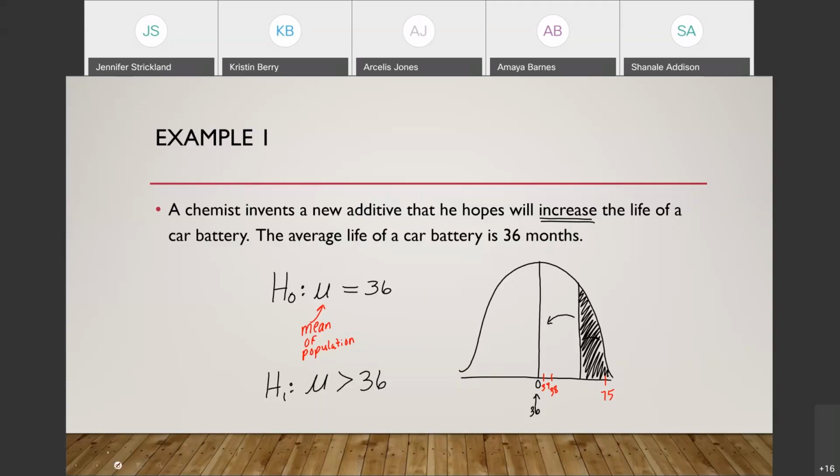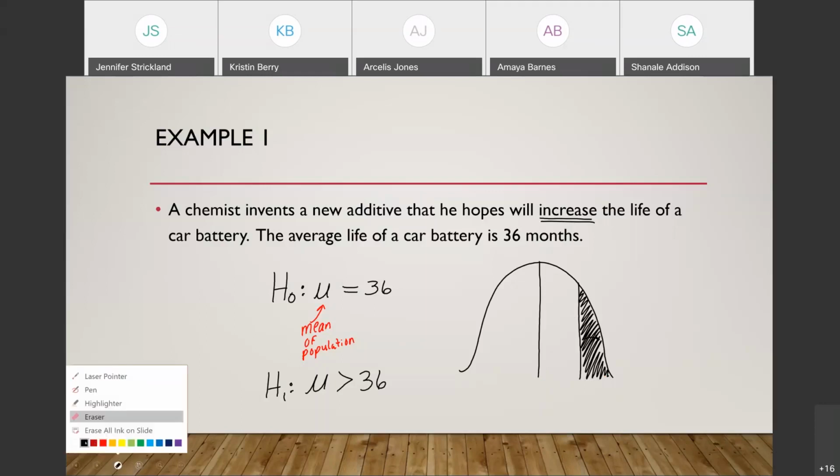All right, and then remember that your critical number is going to be the z-score that separates the shaded from the unshaded. Okay. So we're going to have a z value right here that we're going to find in just a couple of minutes.